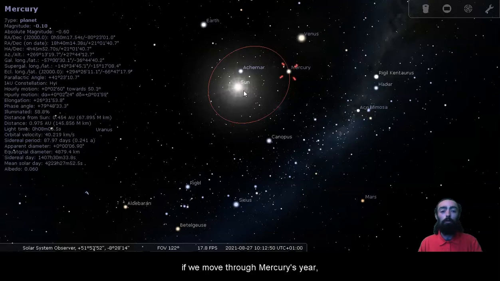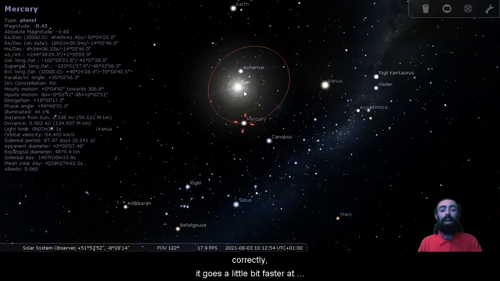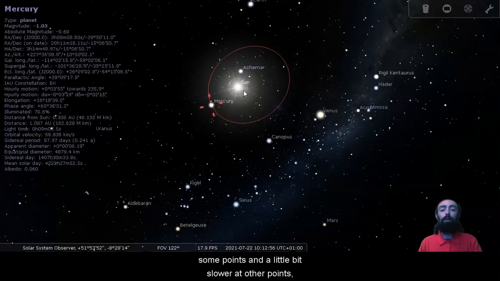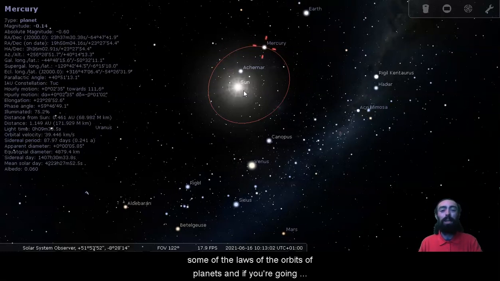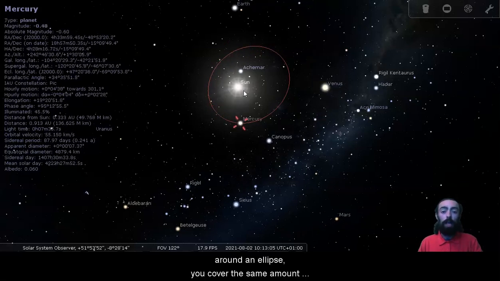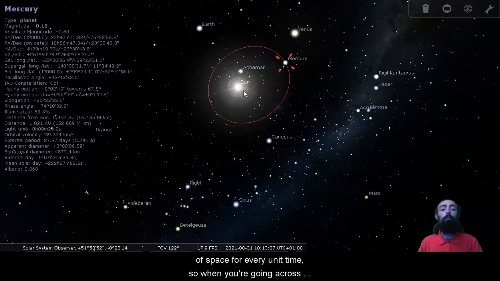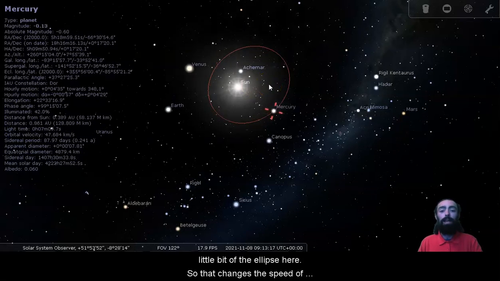And if we move through Mercury's year, you'll see that it goes a little bit faster at some points and a little bit slower at other points. Johannes Kepler discovered some of the laws of the orbits of planets. If you're going around an ellipse, you cover the same amount of space for every unit of time. So when you're going across this wider arc of the ellipse, you're moving a little bit faster compared to when you're moving across this narrower bit of the ellipse here. So that changes the speed of the planet as it moves around.